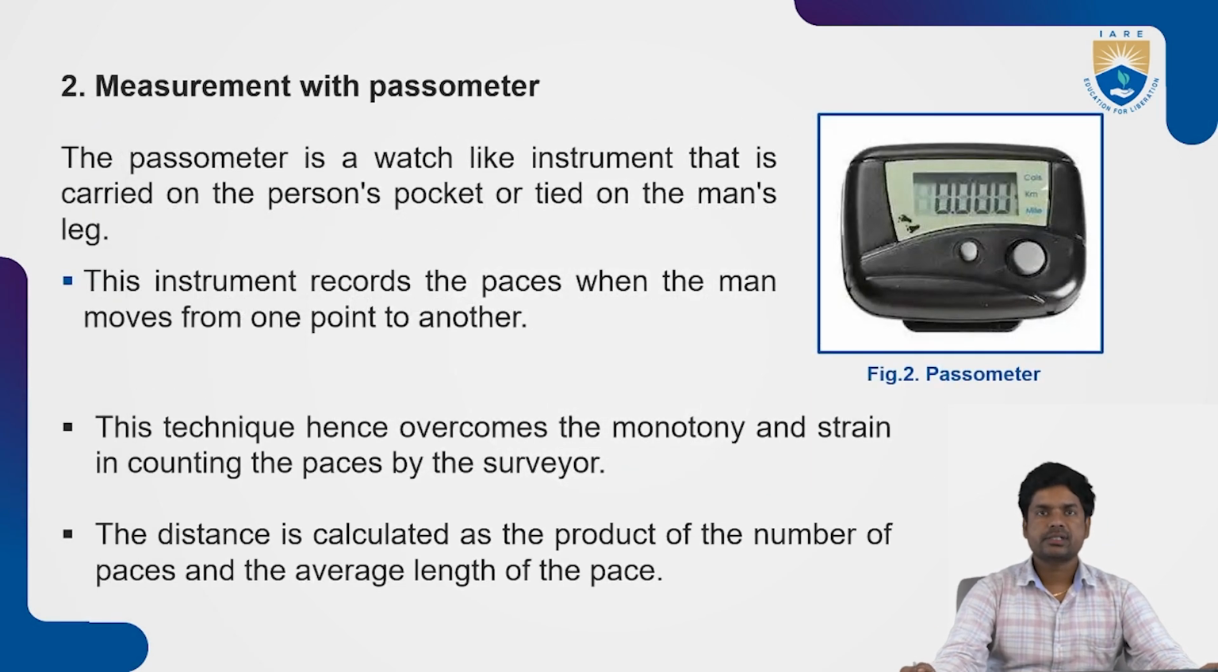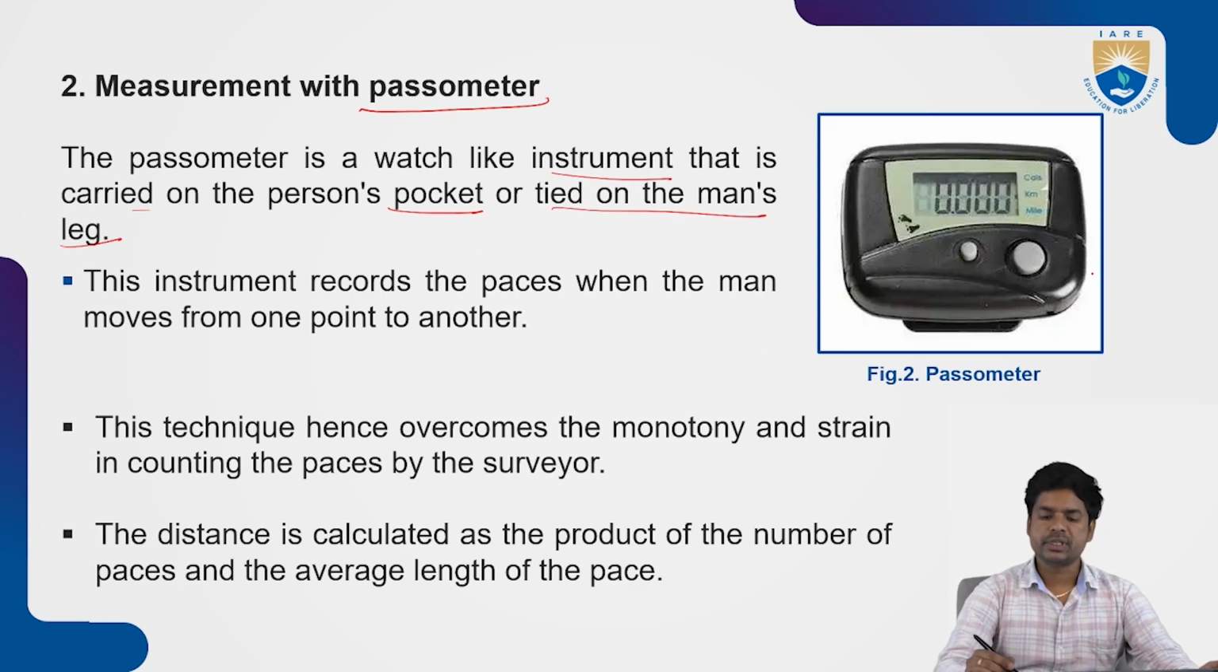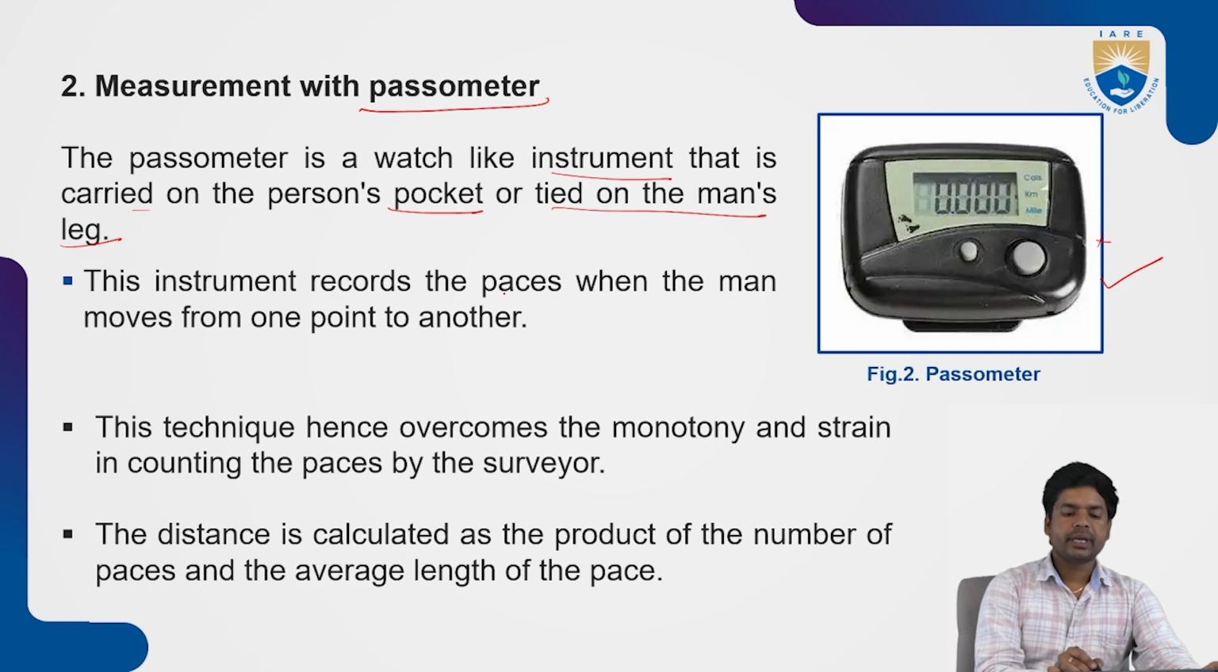Next type of method in the direct methods is measurement with passometer. The passometer is a watch-like instrument that is carried in the person's pocket or tied on the man's leg. If you see this picture, you can see the passometer here. This is one of the instruments which is used to measure the distances. So this will be tied on the leg of the man, or else you can keep this particular instrument in the pocket also. Okay, and the instrument records the paces when the man moves from one point to another point.